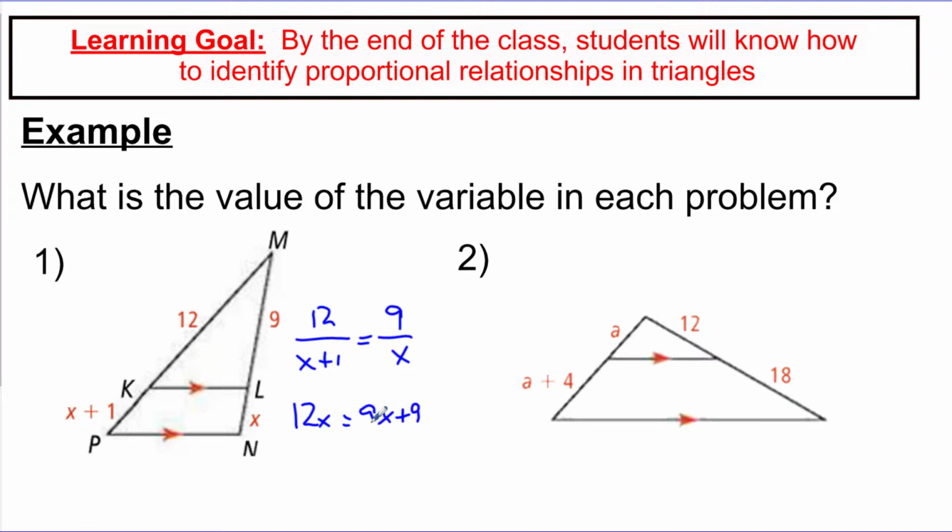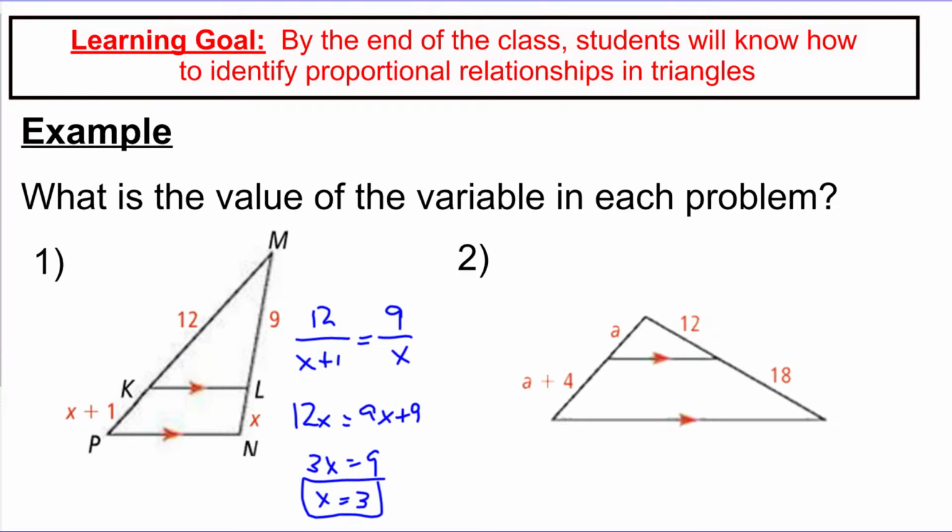And if I solve this, subtracting 9x on both sides, I get 3x equals 9, and I can say that x is equal to 3. So that's an example for you. If you want to try out the one on the right, it's pretty much the same thing. It's going to be the same type of setup and solve, so I'm not going to do the second one as well.